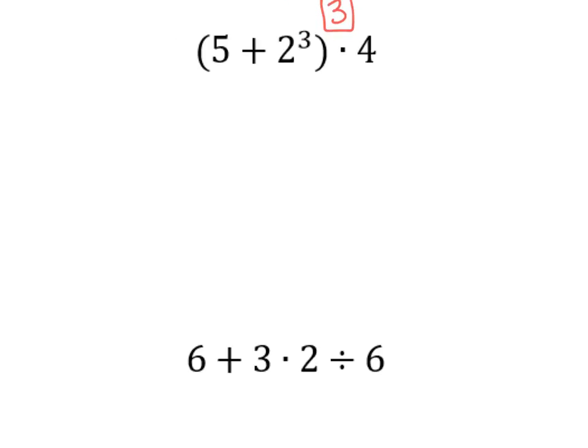Again, working through PEMDAS, I have 5 plus 2 cubed times 4. Inside my parentheses, I'm going to work through my exponents. So 2 cubed becomes 8. So 5 plus 8 times 4. 5 plus 8 is 13 times 4. And that is a final answer of 42.